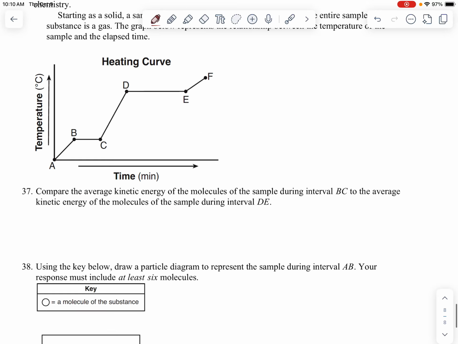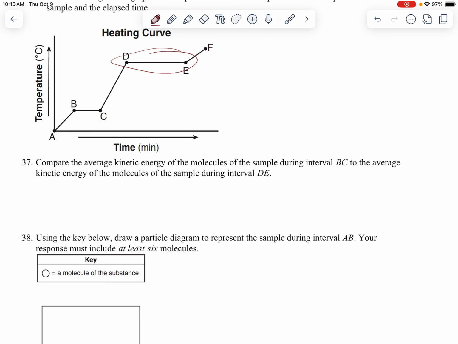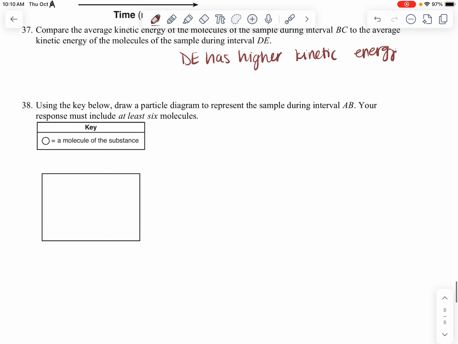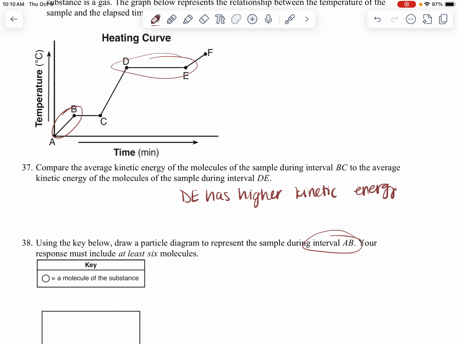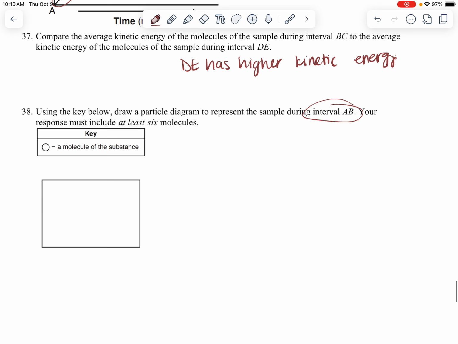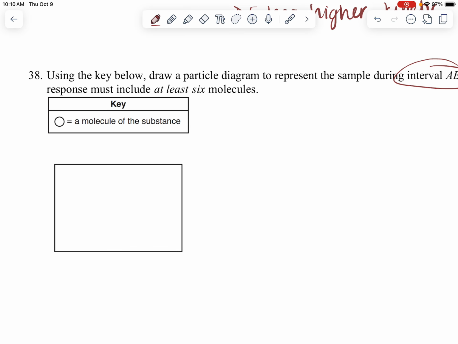All right, heating curve. DE has higher kinetic energy, right? DE is at a higher temp. And finally, during interval AB, right, this is AB. Notice how we have two plateaus. So this has to be solid, that's liquid, that's gas. So during AB, it's a solid. So we're just going to draw a solid, right? So you're just going to draw at least 6 molecules. 1, 2, 3, 4, 5, 6. All right, and then you're done.